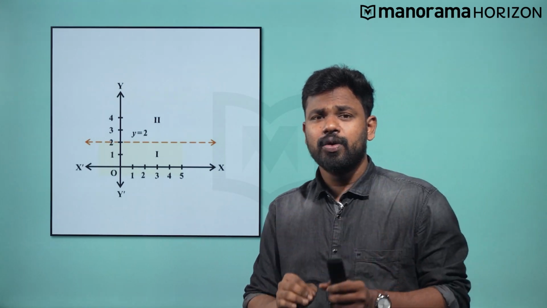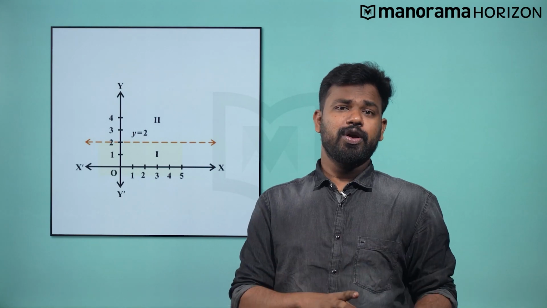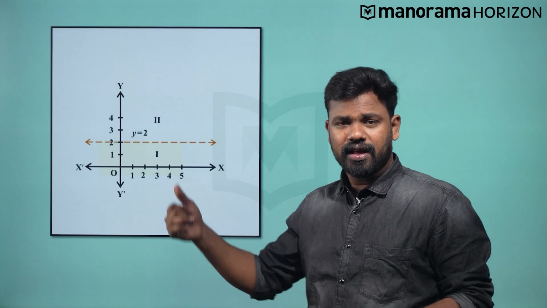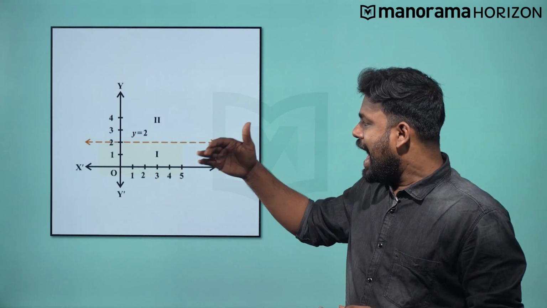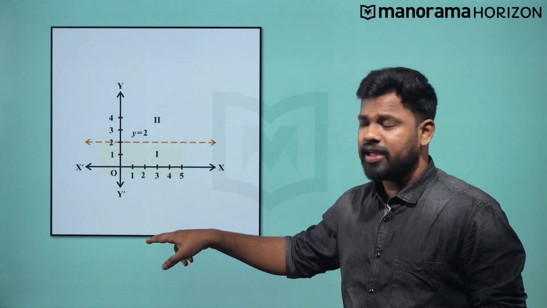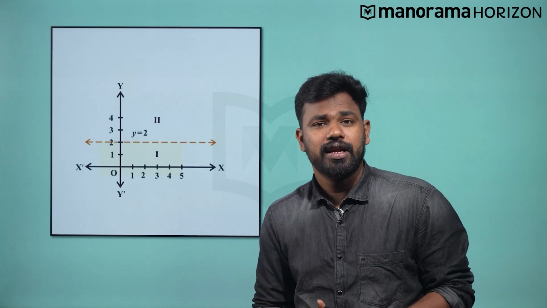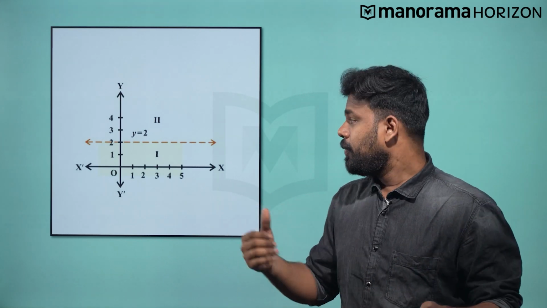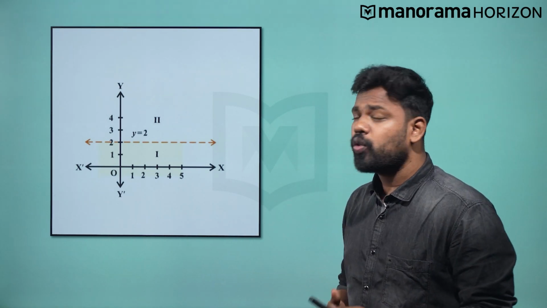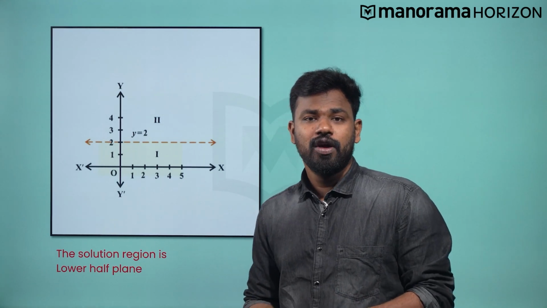Since our inequality is just less than, and not greater than or equal to or less than or equal to, we have to put a dotted line, and that dotted line you can see over here. And since 0, 0 is satisfying this particular inequality, you just have to draw the shaded region in the downward direction, or on the lower half of this particular line. Understood? So that is how we draw the graph for y less than 2. The solution region is nothing but the lower half plane.